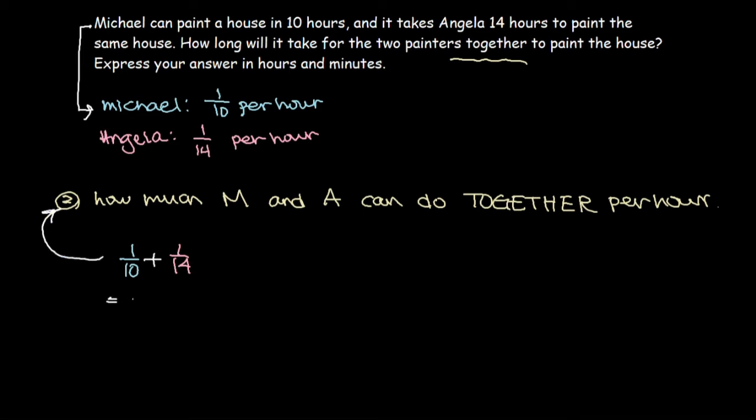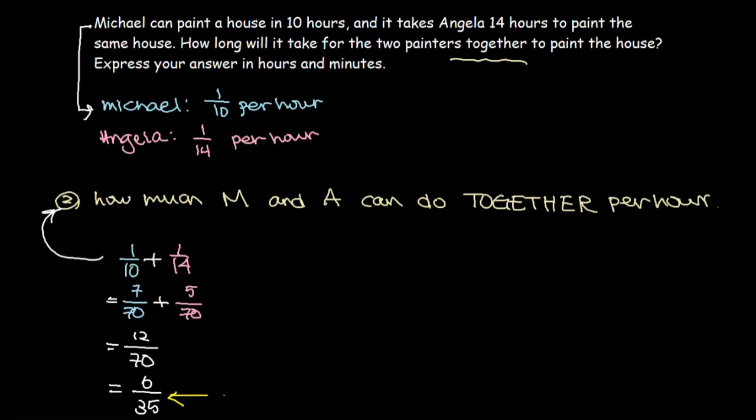So if we find the common denominators, for Michael and Angela, I can already see that 10 and 14 have the common denominator of 70, so this is going to be 7 over 70 plus, and for 14, it's going to be 5 over 70. And when we add the numerators, we'll get 12 over 70. And this can be reduced to 6 over 35.